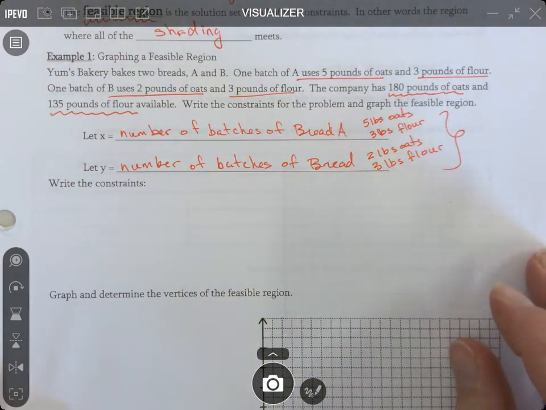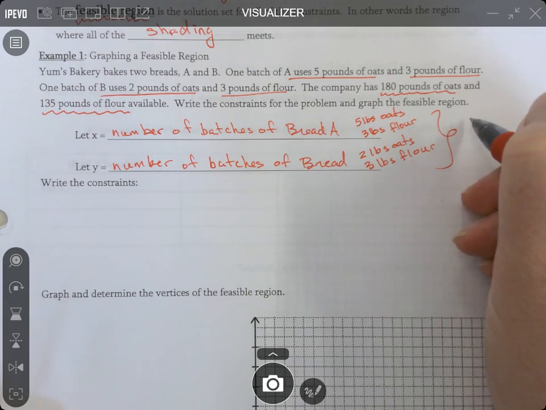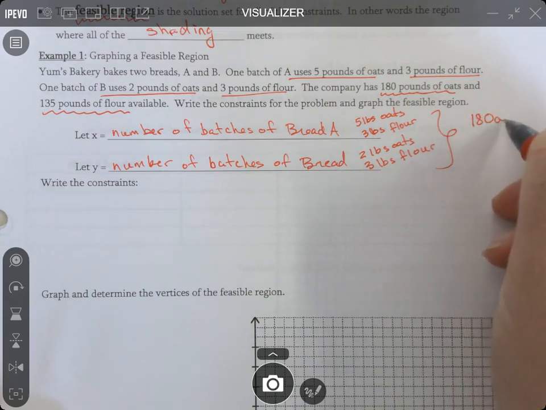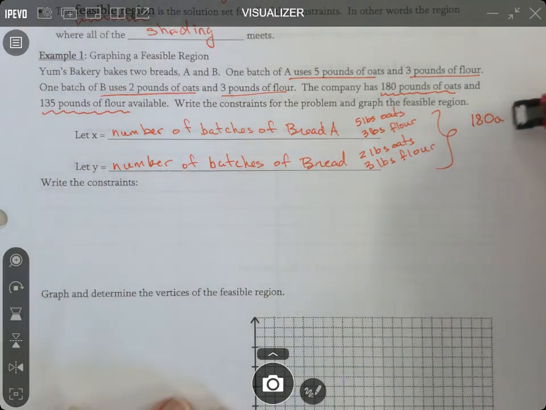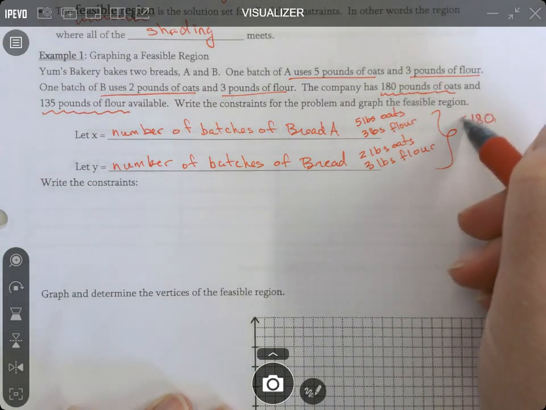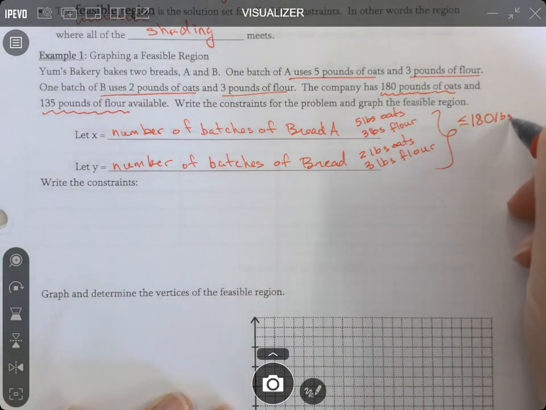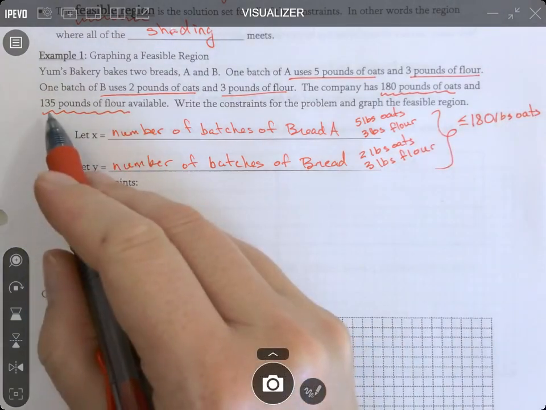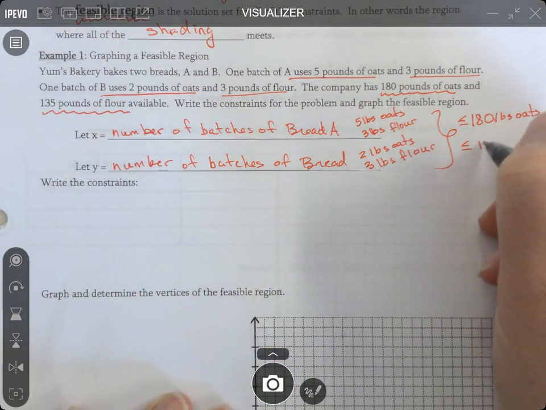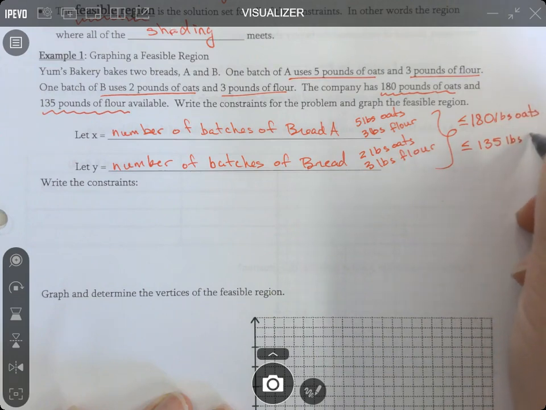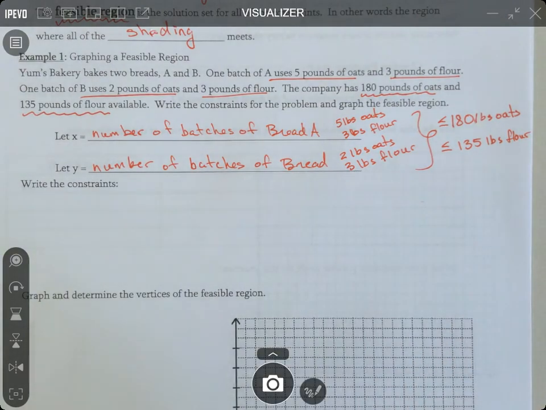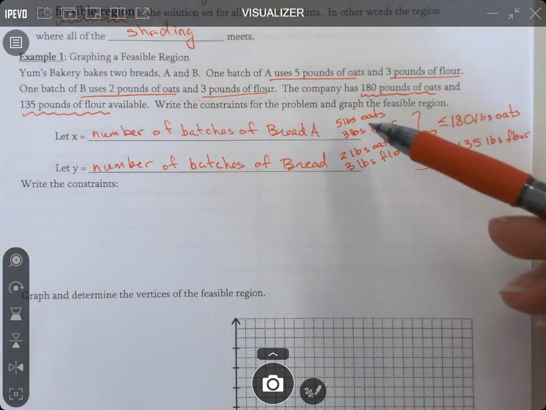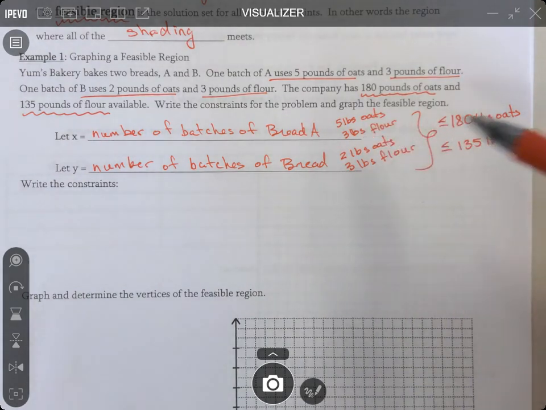Altogether, you have 180 pounds of oats. Can you use more than 180 pounds? Nope. So I'm going to fix this here. So I'm going to say my oats have to be less than or equal to 180 pounds of oats. And you also have a limit on flour, so you can't use more than 135 pounds of flour. So what some of us might have been thinking our inequalities were going to be, that might have just changed. Some people were probably thinking to do 5x and 3y, but our totals are oats and flour, so we have to put everything about oats together.